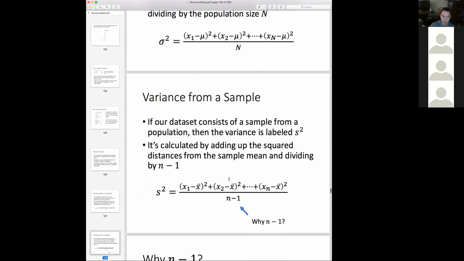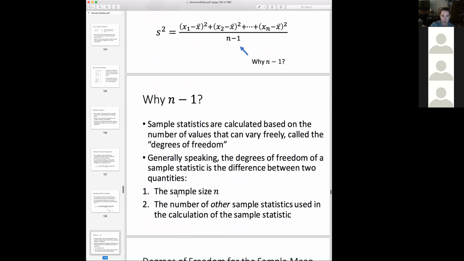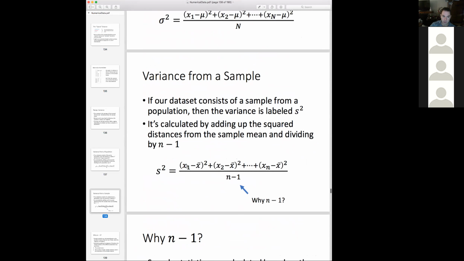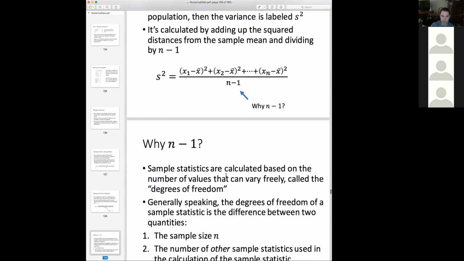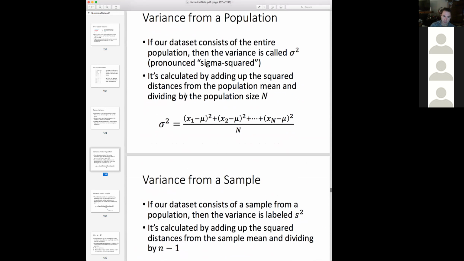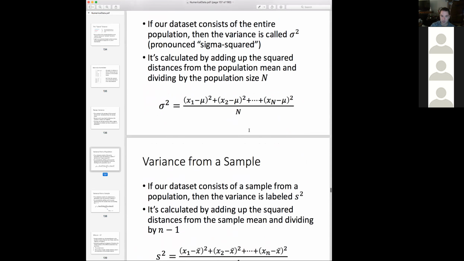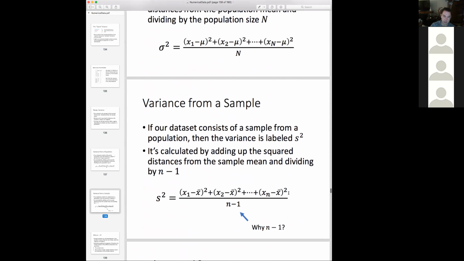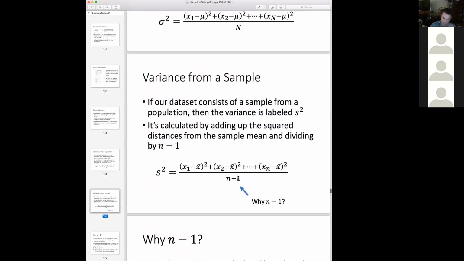For the sample, notice we're not using sigma squared, we're using s squared. And it's all the same here, x1 minus x bar. X bar is just representing the mean of the sample, except that we actually divide by n minus 1, which is called the degrees of freedom. So there's a small difference when you're calculating from the population variance to the sample variance, because you're using this n minus 1 instead of capital N.